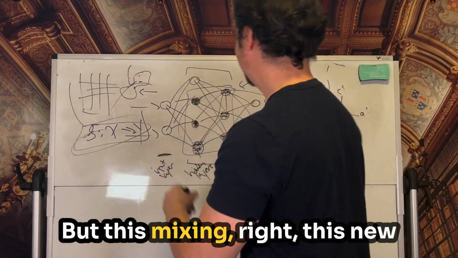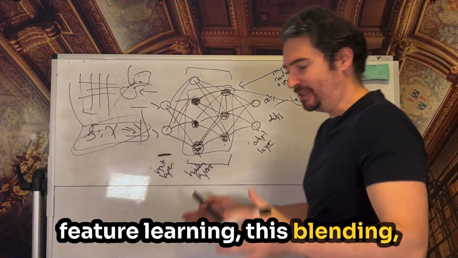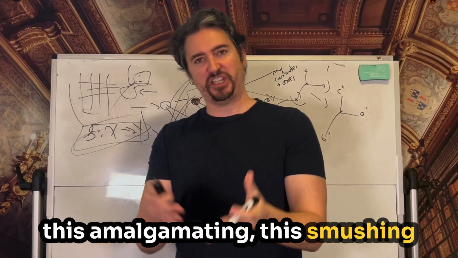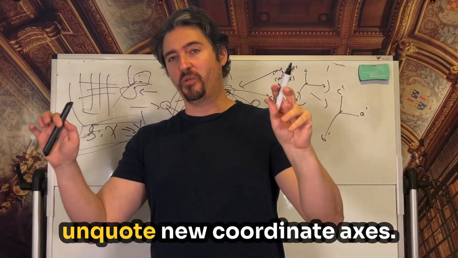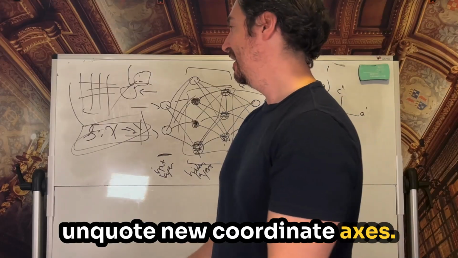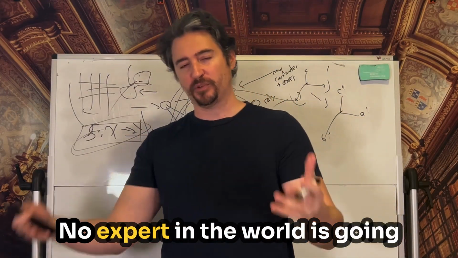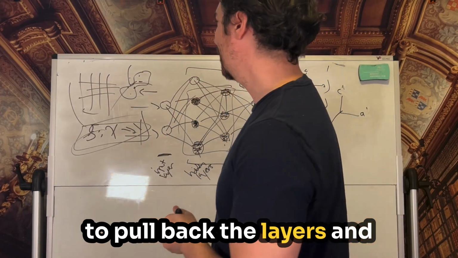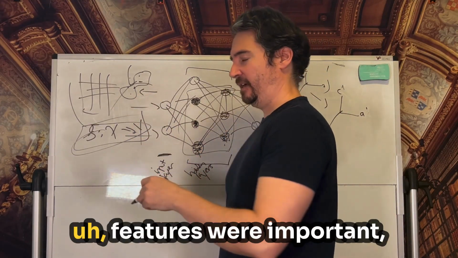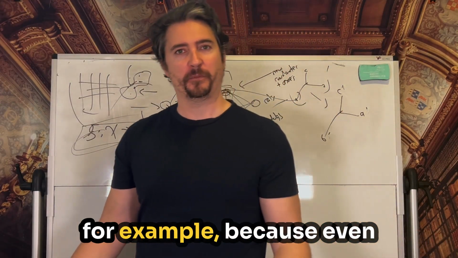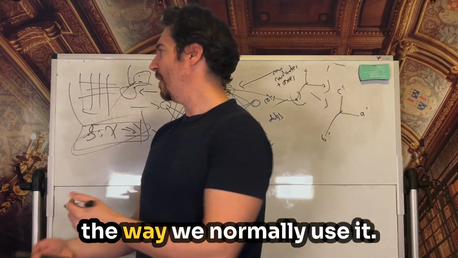But this mixing, this new feature learning, this blending, this smushing together of columns in the data into new columns, quote unquote, new coordinate axes, that's why AI is a black box. That's why you cannot reverse engineer it. No expert in the world is going to pull back the layers and know exactly what features were important, because even the word features almost loses its meaning the way we normally use it.